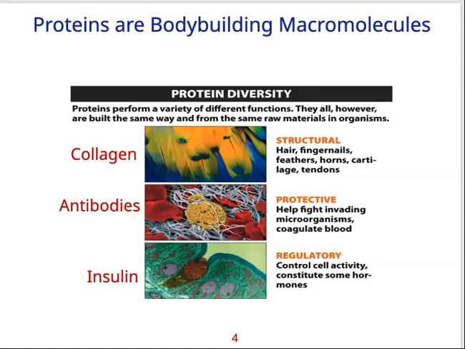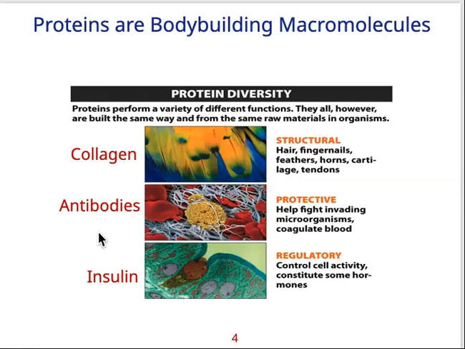Proteins have a very wide range of functions in our body. Some have a structural role, such as collagen. Collagen is a protein that can be found in the hair, fingernails, feathers, horns, cartilage, tendons, and other connective tissues in our body. And there are also proteins that serve for immune protection to help fight off intruding pathogens.